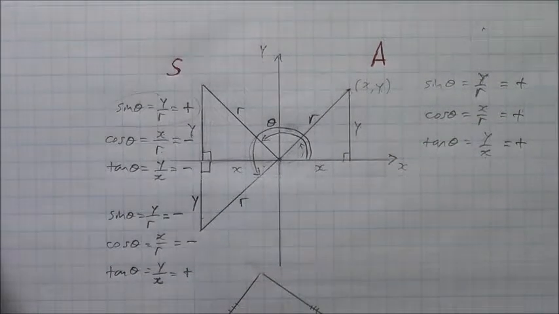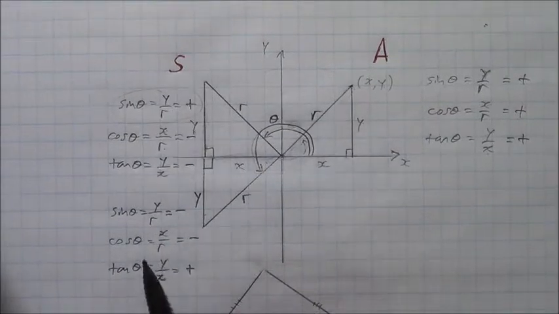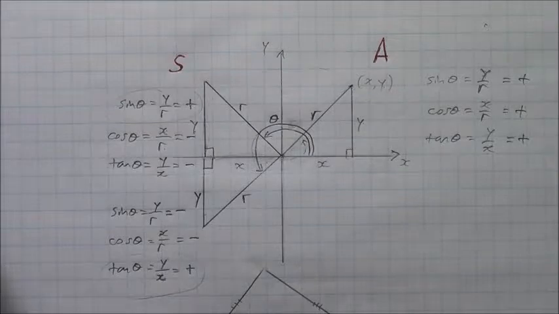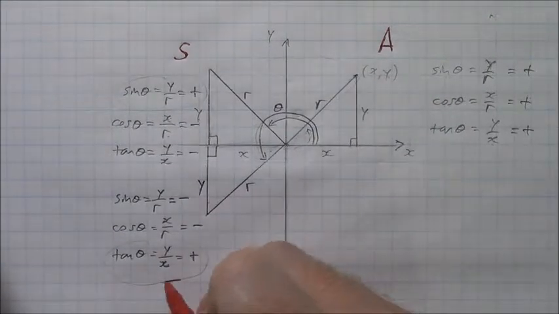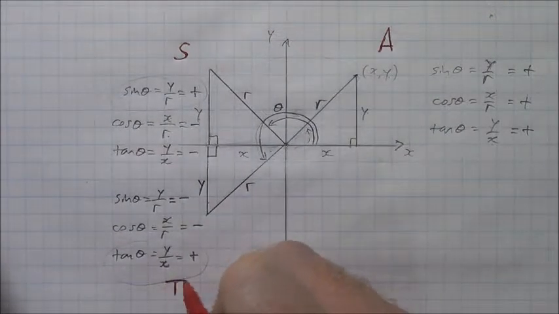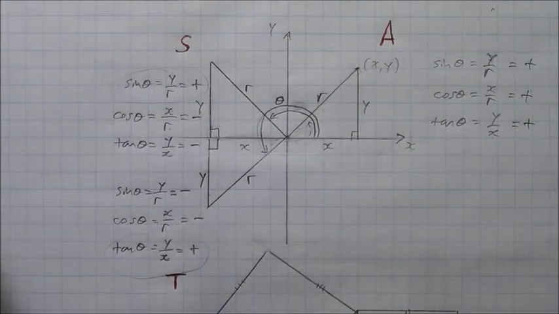So now in this case, of the three trigonometric ratios, only tangent's positive. So that's why we're going to indicate that tangent is positive down in this quadrant.